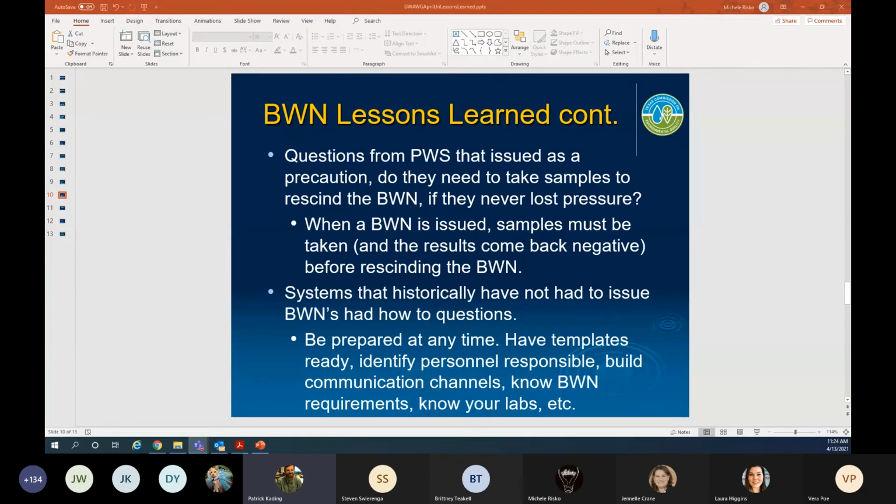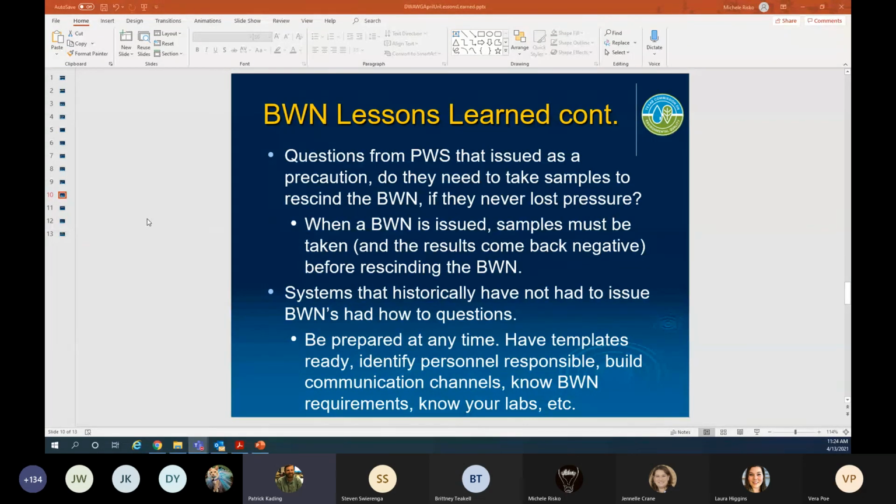And then also part of that is building those communication channels with your customers and then also your local media, so that you know how to get a hold of your local media quickly to get the notice out to the masses, knowing what they require for that, what kind of time frame they need, and just in general knowing who you need to notify to get that to the media.